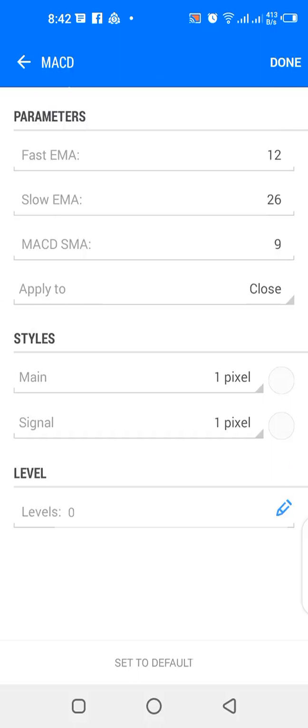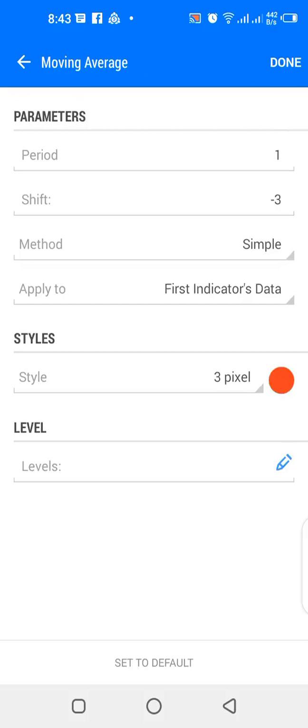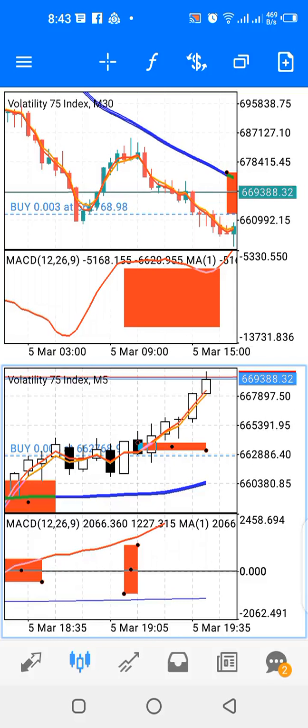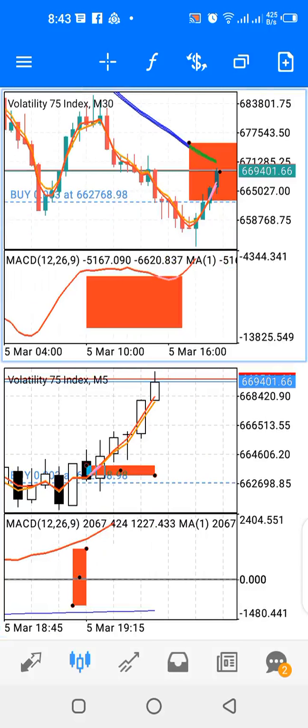Now on the indicator window 1, we have MACD, fast EMA is 12, slow EMA is 26, MACD SMA is 9, apply to close. Then the level is 0. Then we have 2 moving averages. The first one, the period is 1, shift is -3, method is simple, apply to first indicators, data, and the color is red. Then the second moving average for the lower window, period is 200, shift is 0, method is simple, apply to previous indicators, data, color is blue. So that is that for the indicators. It's a very good strategy.